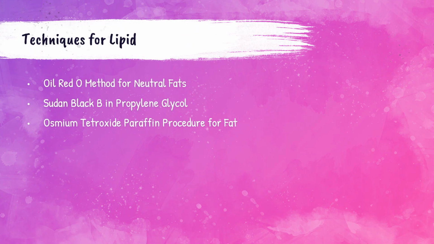There are 3 different staining techniques for lipids that we're going to be discussing in this lecture. These are the oil red O method for neutral fats technique, Sudan black B and propylene glycol technique, and the osmium tetroxide paraffin procedure for fat technique.